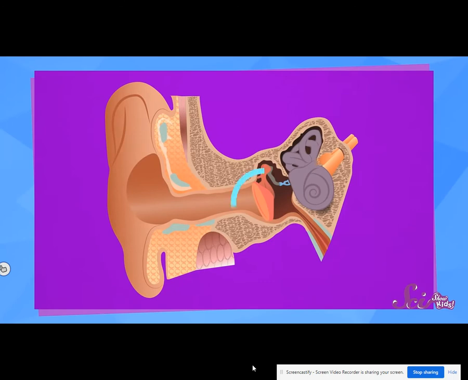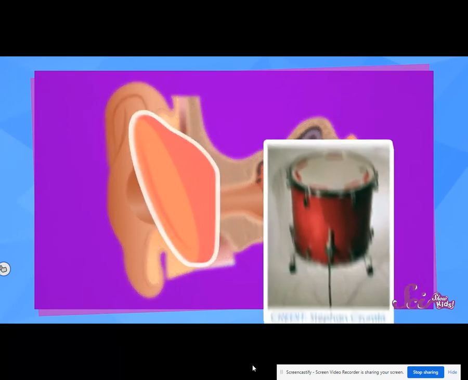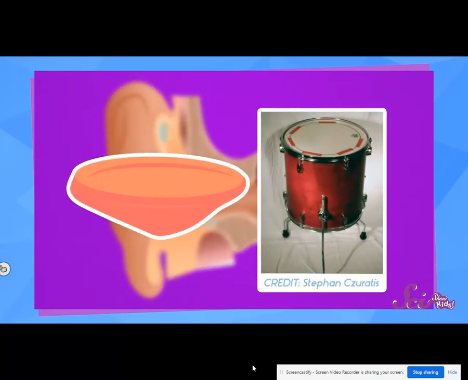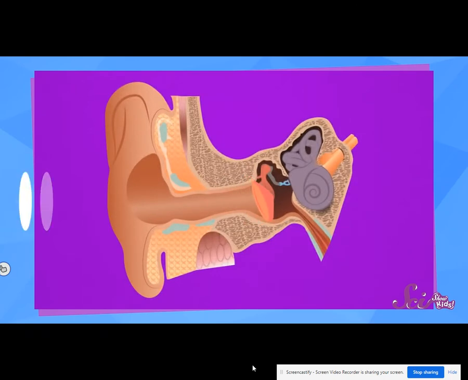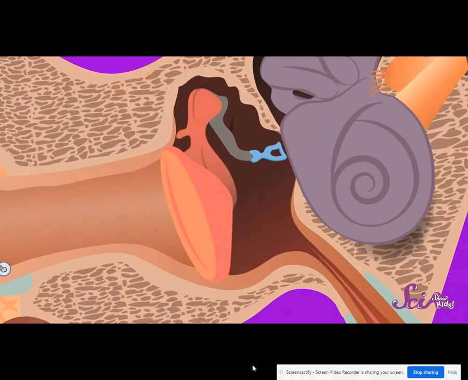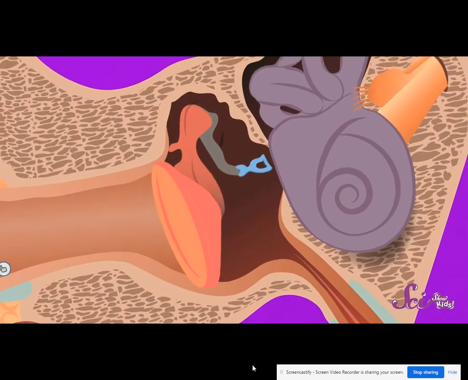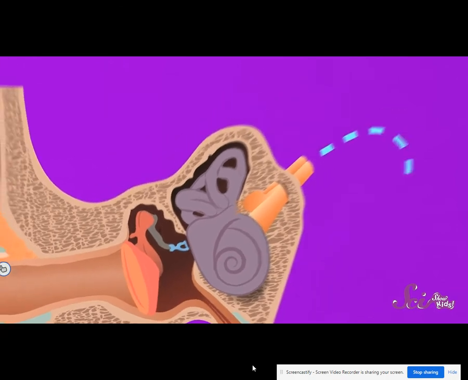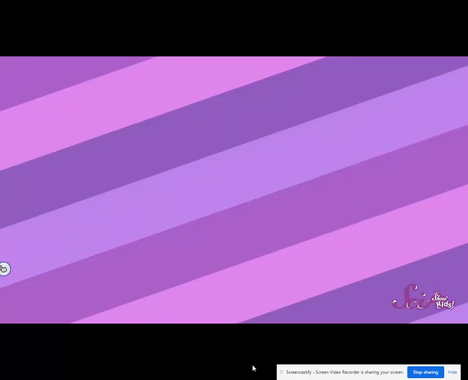Now, how do we hear those vibrations? If we could look deep inside our ears, we'd see a special little part that kind of looks like the top of a drum. When sound waves make it all the way to and into our ears, they make this part of our ear vibrate. The vibrations keep going, moving even deeper into our ear until they finally get to the spot that sends a message to our brain. And that message says, hey, we're hearing something.